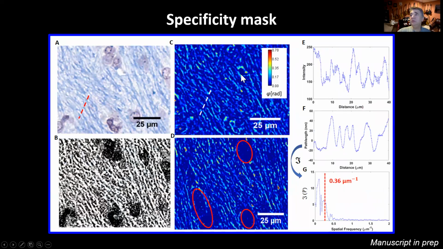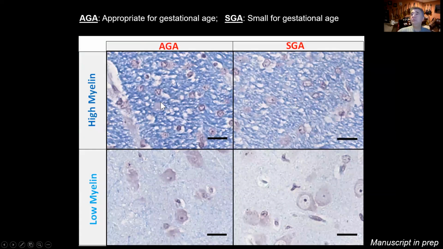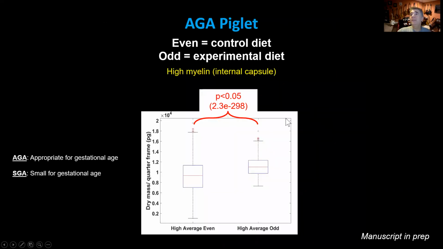So this is what we did here. From the blue channel, I create a mask that looks like this, then I multiply the SLIM, and I only get the portion in the SLIM image that corresponds to the myelin. So we did this for the treated group, and we looked in high myelin, low myelin regions, and they had two groups of piglets, one appropriate for gestational age. So this is normal brain size, and this is small brain size. And we found huge statistical differences between the two groups. And for control diet, this is normal diet, and their experimental enriched diet for myelin promotion.